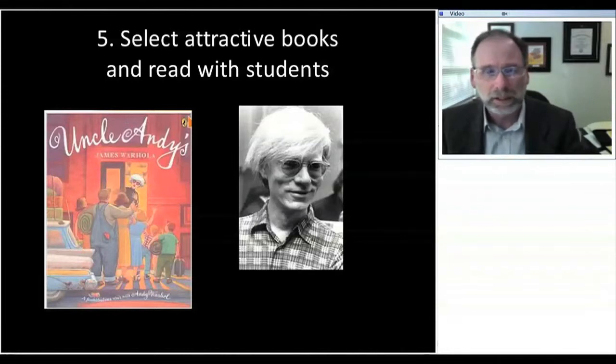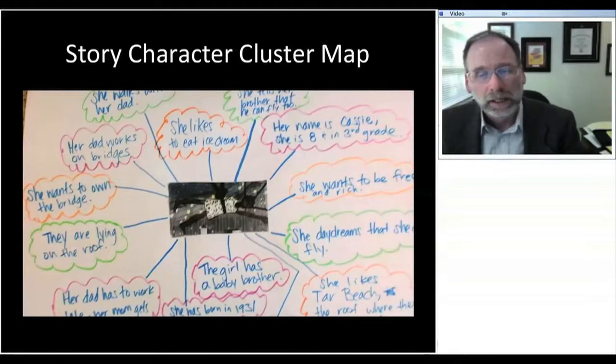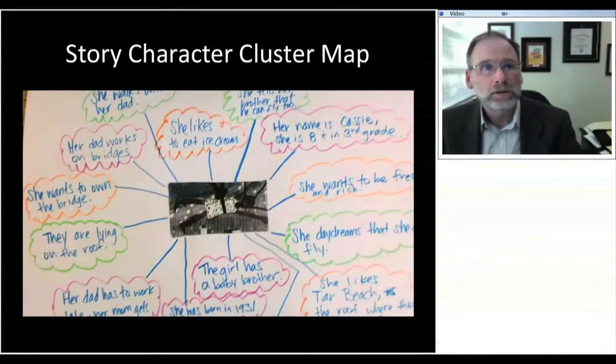Let's look at how one of these books was used here. What I love about this strategy is that after reading a story, the teacher took a copy of a picture of one of the characters and asked the students to talk about the character. But you notice they wrote ideas in kind of a cluster. I call this a cluster map around the story.